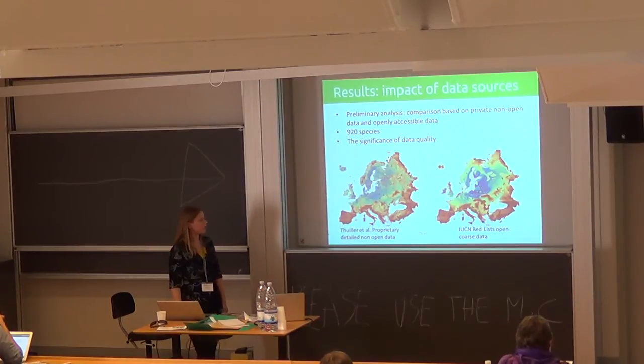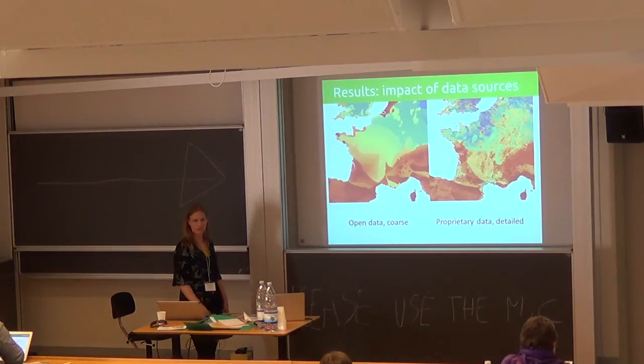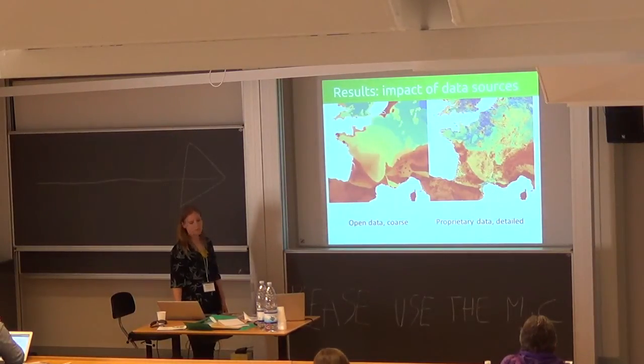And here you can see how different the result can be when you use different kinds of data sources. And there is an even better example of how the data impacts the results. This is the IUCN data, and the map on the right is made with Jülich data.